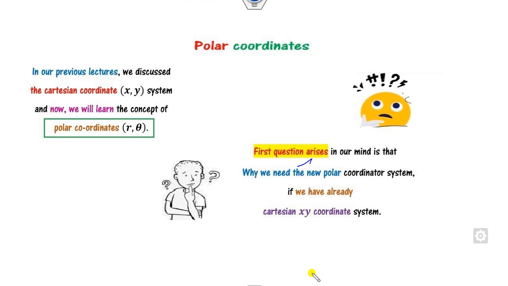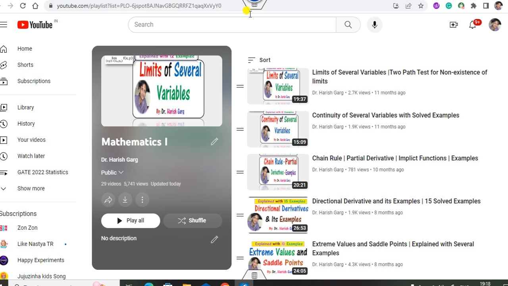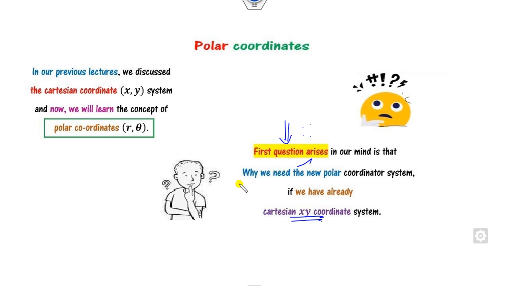Now the first question that comes to your mind, and to each of the students, is why there is a need for polar coordinates. If we already know the Cartesian coordinates, then this question will definitely come to you as well as to other students. As we have already discussed Cartesian coordinates in my playlist Mathematics 1, you can see limits of several variables, continuity, chain rule, all about the Cartesian coordinates. Then why is there a need for polar coordinates?